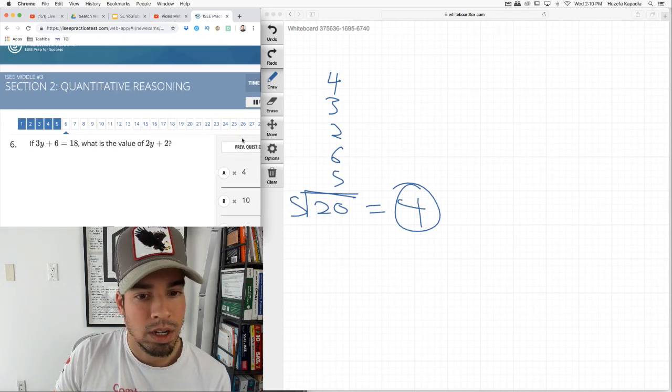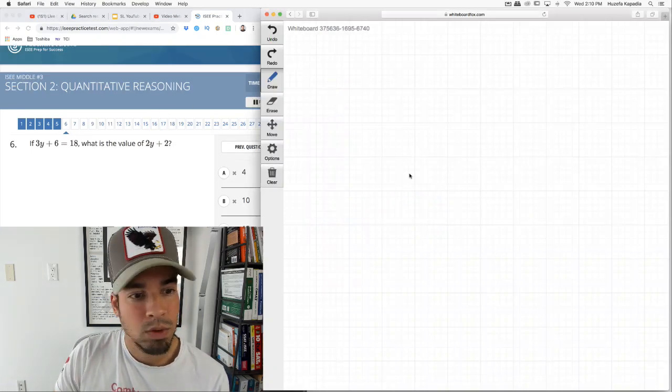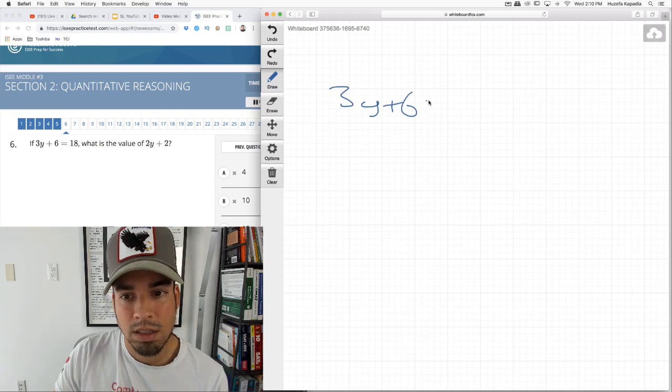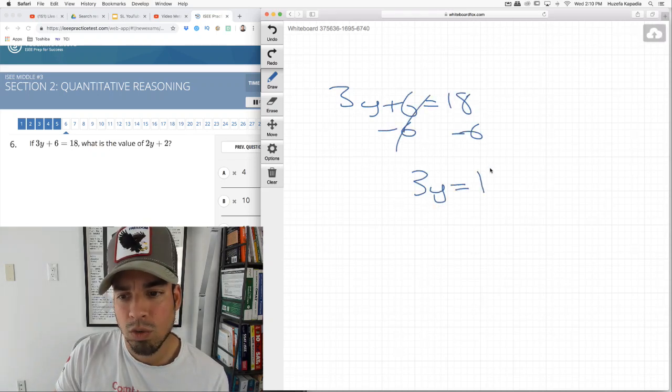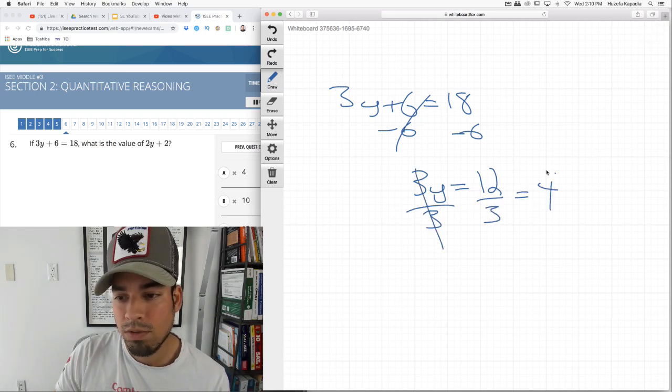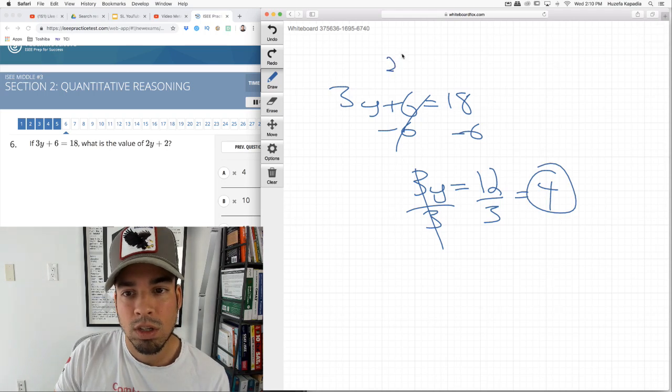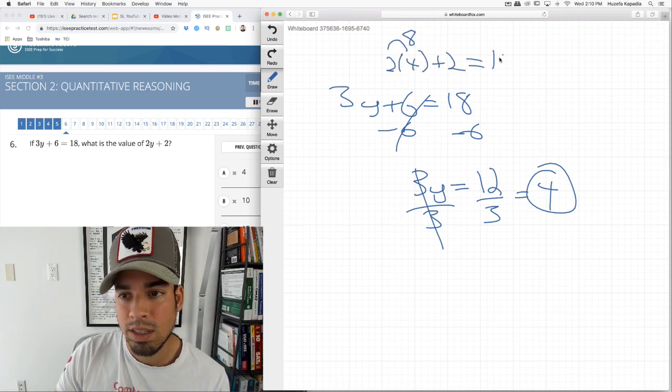If 3y plus 6, okay, watch this. We've got to solve for y. So we've got to do some variable isolation. Subtract 6, subtract 6. 3y equals 12, divide by 3, divide by 3. y equals 4. So if y equals 4, 2 times 4 plus 2 equals, 2 times 4 is 8, plus 2 is 10.